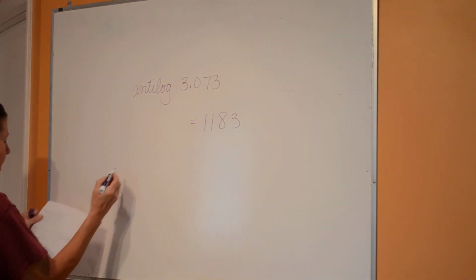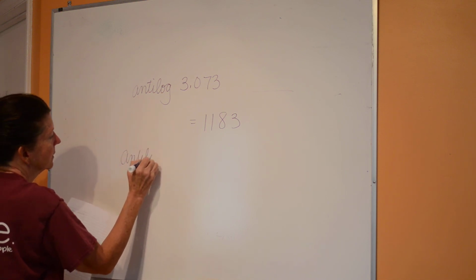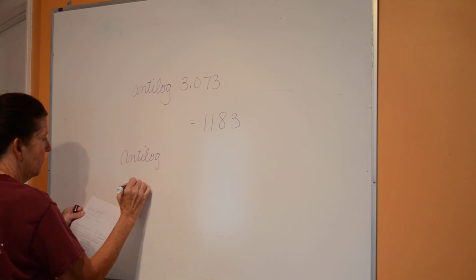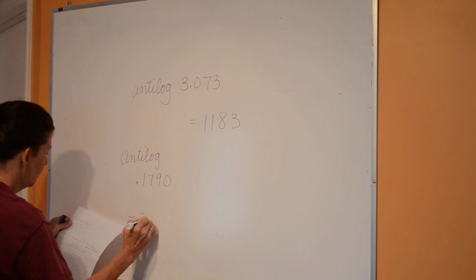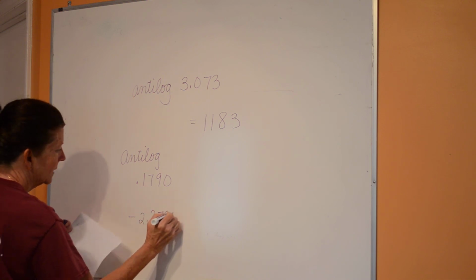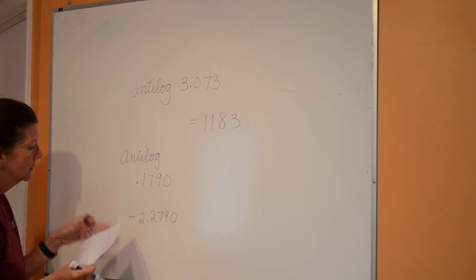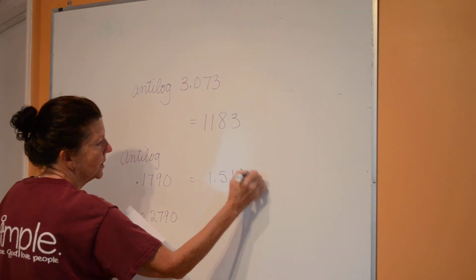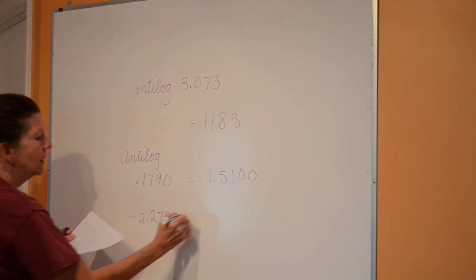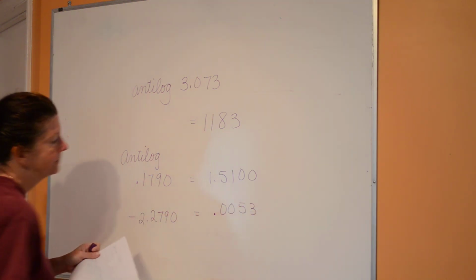All right, try a couple more. You're finding the antilog of 0.1790 and negative 2.2790. And again, you're rounding it to 4 places. So go ahead and do those. This one should give you 1.5100, or just 1.51. This one should give you decimal 0.0038.